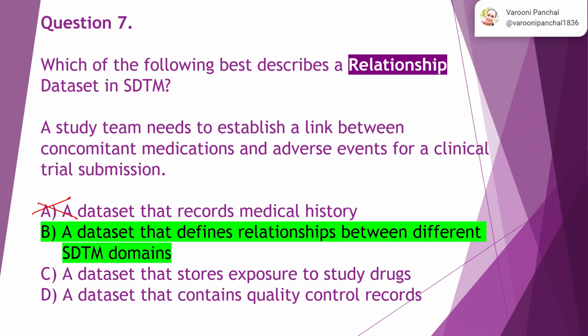Then option C says a dataset that stores exposure to study drugs. Now we are talking about CM and AE. So this is not the right answer. This is related to EX. Now a dataset that contains quality control records. Now there is no dataset called quality control records, right? So this is an out-of-the-box option. So the correct answer is a dataset that defines relationships between different SDTM domains, right? So you need to have that specific dataset to describe a relationship between the two datasets, that is CM and AE, in SDTM.